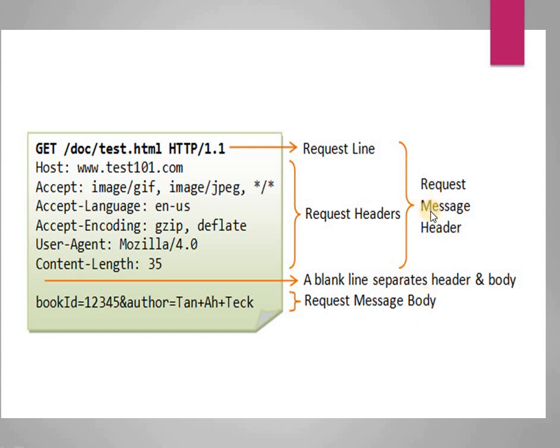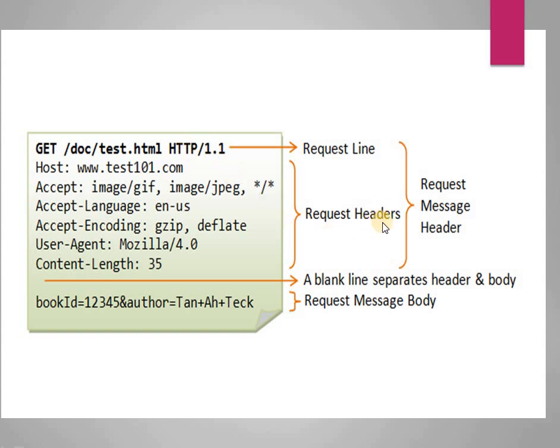Now in this there are two parts. First one is the request line, and after that there is the request header. You can see over here the request line: this is GET, and I am looking for a document, and the document name is test.html, and the protocol followed is HTTP version 1.1.